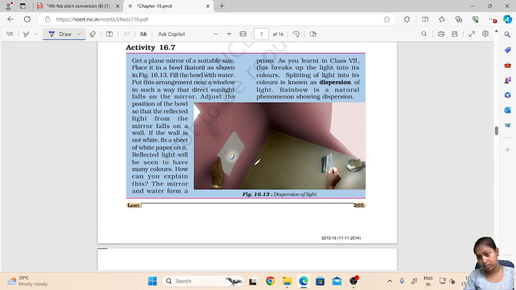Once this is done, you can see there are many colors, like these 7 colors of the rainbow. So the mirror and water form a prism. This light is reflected from a prism, which breaks up light into its colors. Splitting of light into its colors is known as dispersion. So this process is known as dispersion of light. Rainbow is a natural phenomenon showing dispersion. A rainbow shows dispersion because of the raindrops.